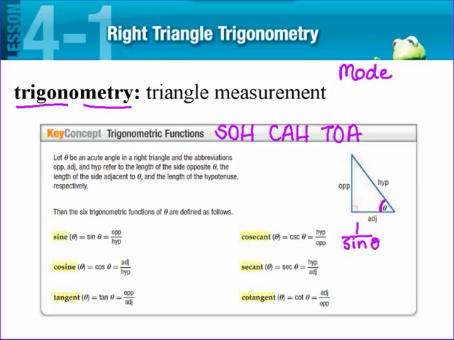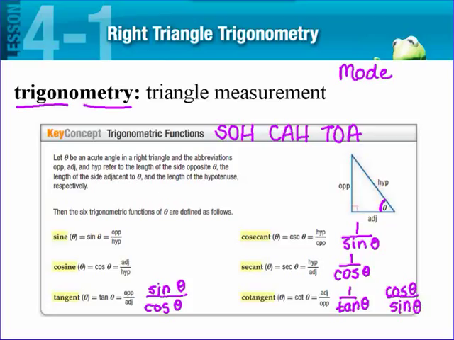What would be the same with secant? How else could I write that? 1 over cosine. What can you tell me about cotangent? 1 over tangent. There's also another way. Now I don't know if we've ever written this down. Tangent, we can find by taking the sine and dividing it by the cosine. We can find cotangent by taking the cosine divided by the sine.